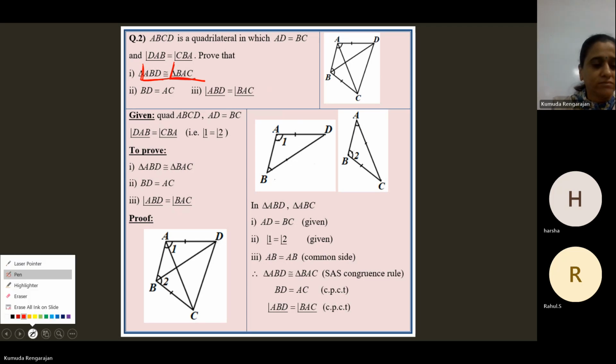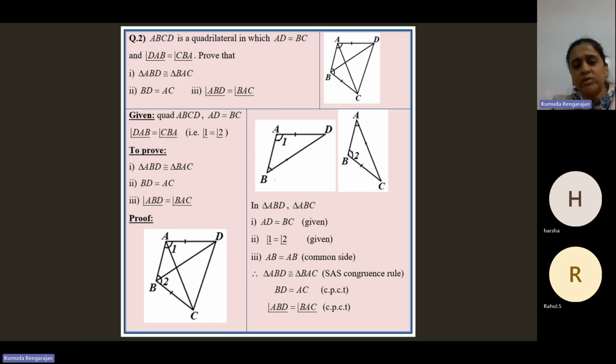Then angle ABD is equal to angle BAC. See it? Angle ABD is equal to angle BAC. When you say ABD, you're talking about this vertex B in triangle ABD. And when you say BAC, you're talking about this vertex A in triangle BAC.